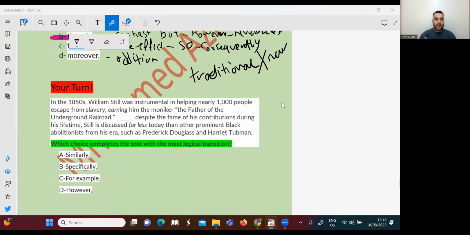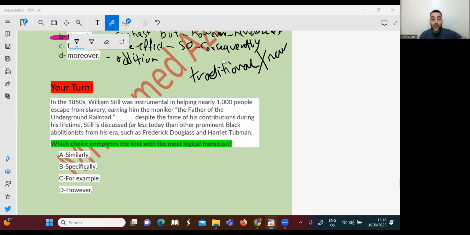Yes, Mister. Okay, I want you to help me with this question. Start at the very beginning. I want to know the differences between those choices, and tell me if you don't know any one of them. The difference, similarly, is the same. Specifically, meaning specify something. For example is giving examples. However is like though, a contrast relationship.